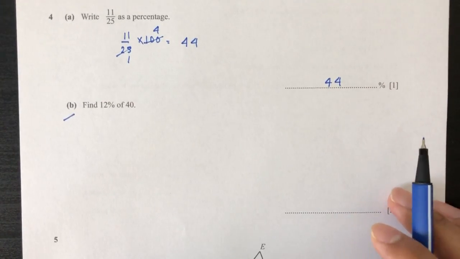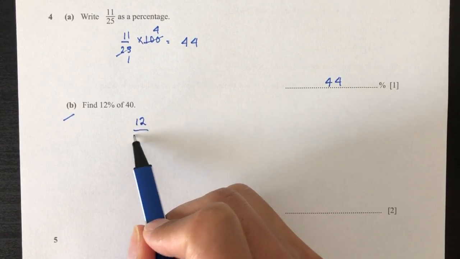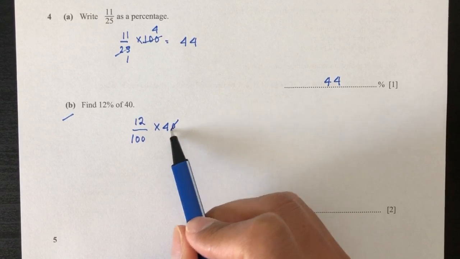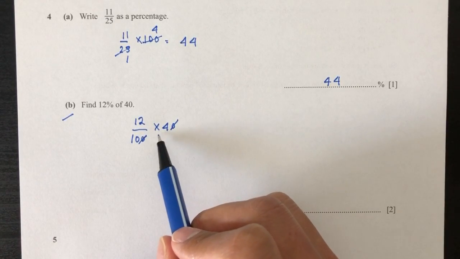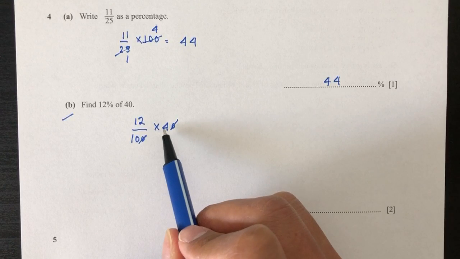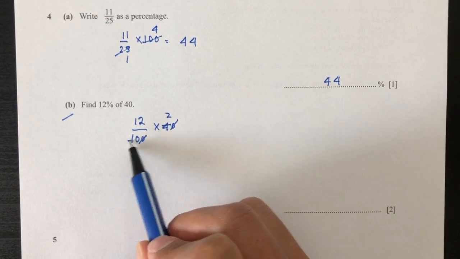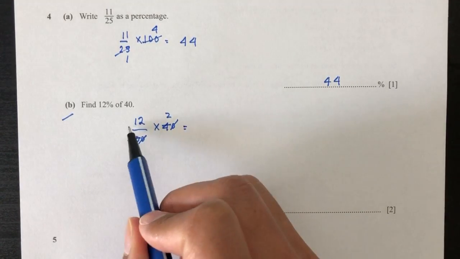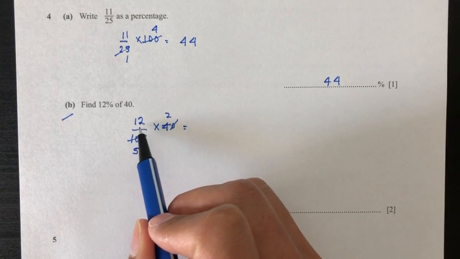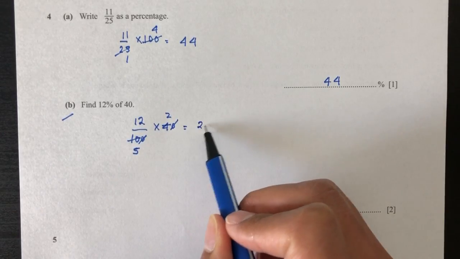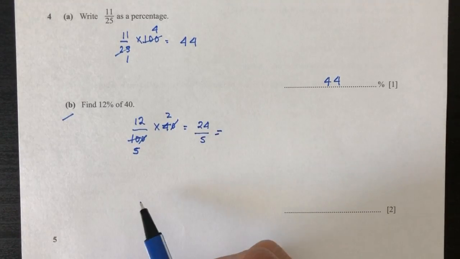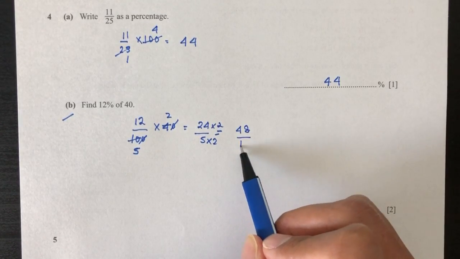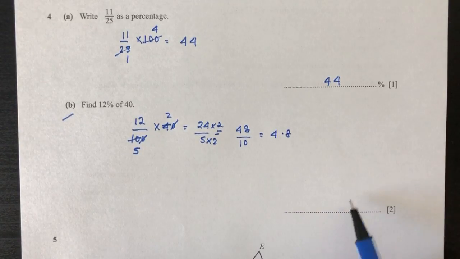Now for part B, find 12% of 40. So 12% is 12 over 100 times 40. Now we can simplify. The 0 goes away. Divide by 2, you will have 2 here, 5, and if you simplify, 12 times 2 is 24, divide by 5. So what can you do? You can multiply by 2, multiply by 2, you will have 48 over 10, that will be 4.8.